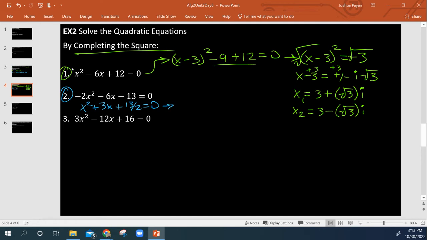Then we complete the square. So x plus 3 over 2, all of that squared minus 9 over 4 plus, and I'm going to go ahead and multiply this 13 over 2 by 2 over 2 to get the common denominator of 4. So that would give me 26 over 4, and then that's equal to 0. That is going to give me 17 over 4. Okay, and of course that's positive now.